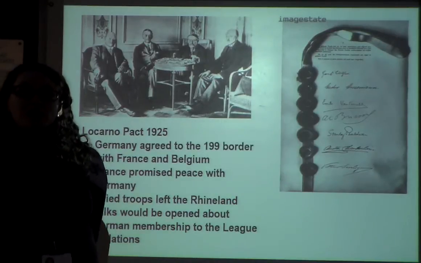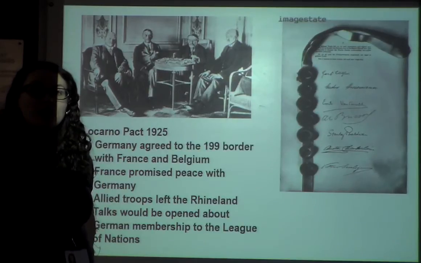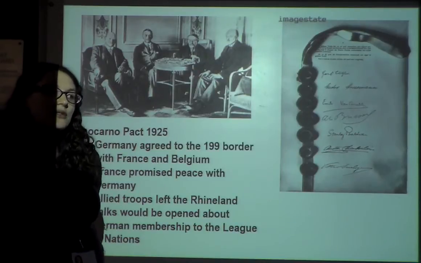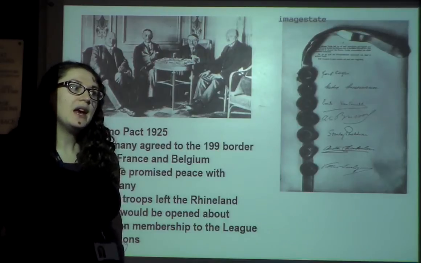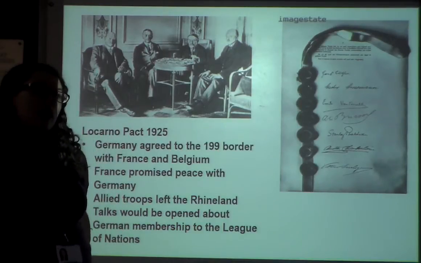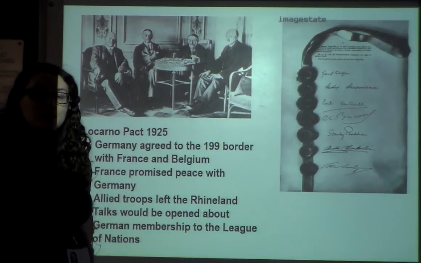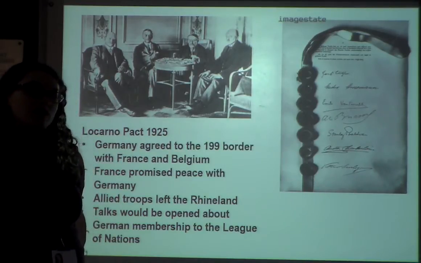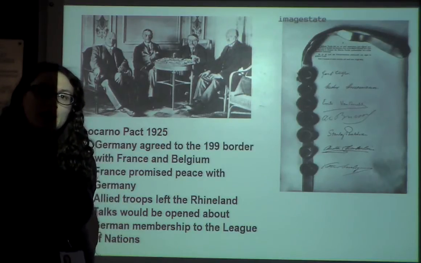Now, Stresemann doesn't stay as Chancellor for very long. However, he does become the Foreign Minister. One of the first things that is sorted out as Foreign Minister is something called the Locarno Pact. In the Locarno Pact, Germany agreed to the 1919 border with France and Belgium. So again, it looks like they are accepting the decisions that were made in the Treaty of Versailles. Fundamentally, France is promising peace with Germany.